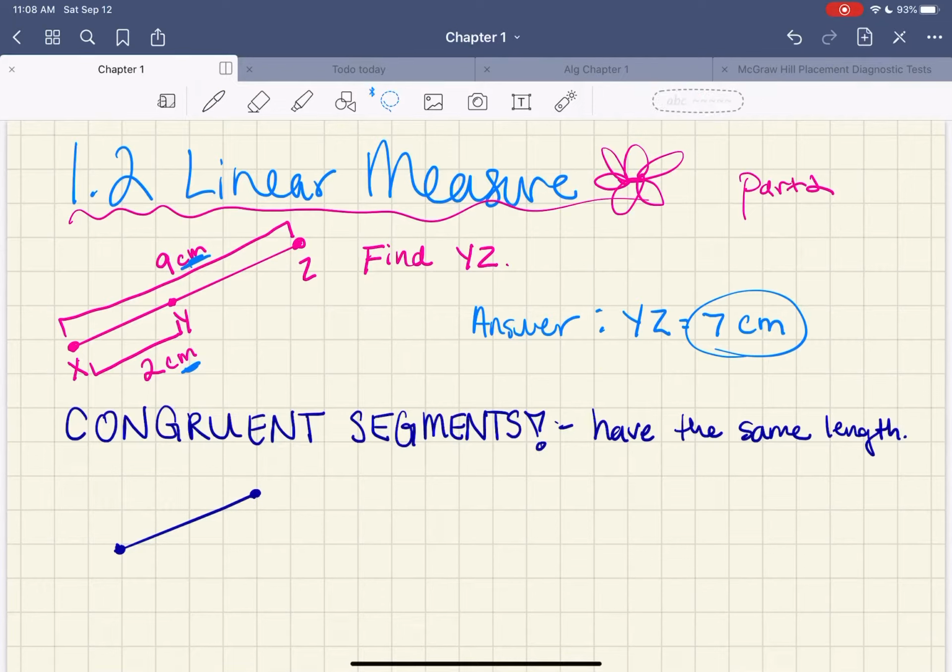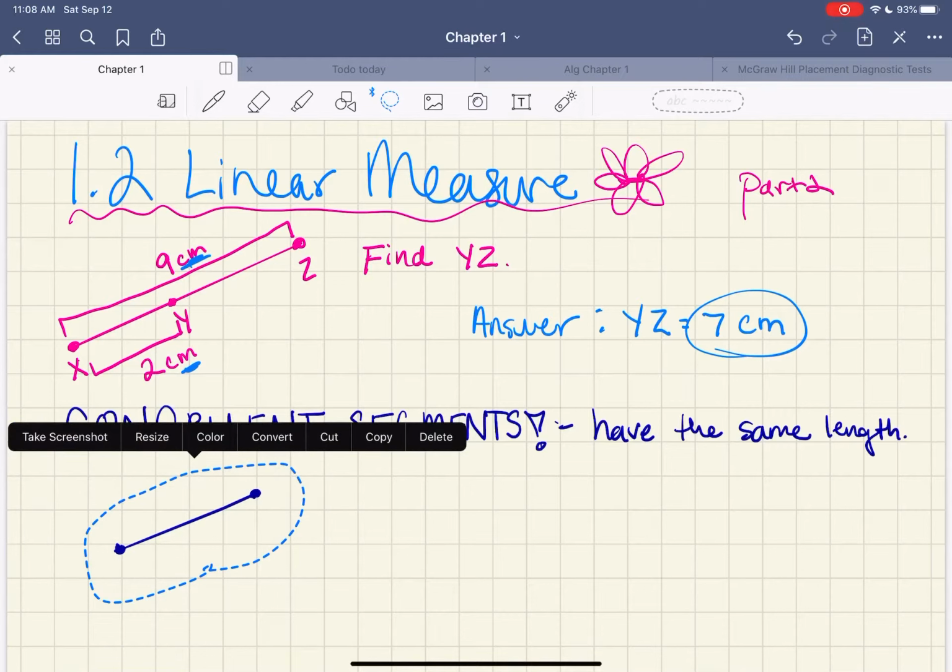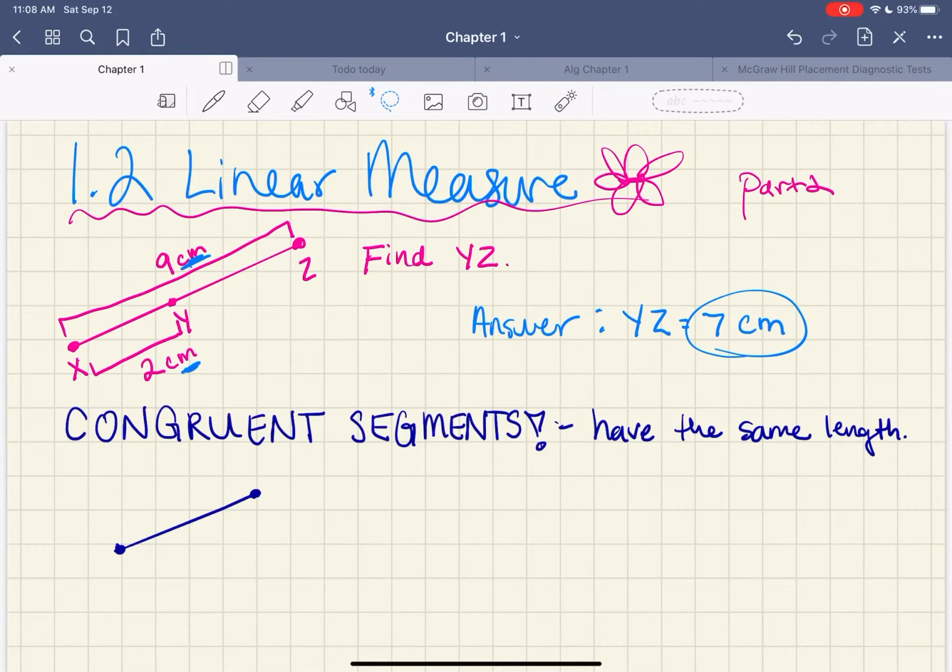I have a really cool situation because I can try to make them really, really congruent. The only problem is that it does that. Okay, whatever. So these are congruent segments, even though you saw the thing moving around is probably not exact.